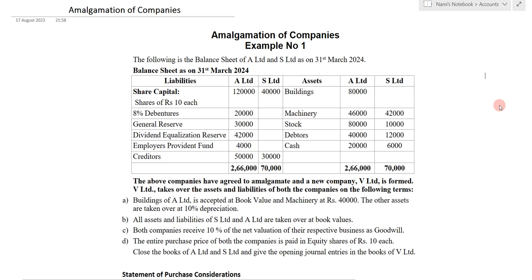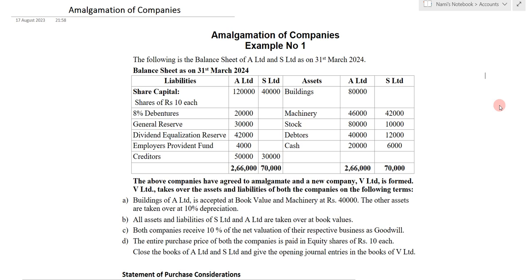In my last lecture, I explained the meaning of amalgamation, what purchase consideration is, methods of purchase consideration, types of amalgamation, that is amalgamation in the nature of merger and amalgamation in the nature of purchase, then methods of accounting for amalgamation. In the description box I have shared the link of part 1 of amalgamation accounting. Do watch that video and then watch this video, that is part 2.